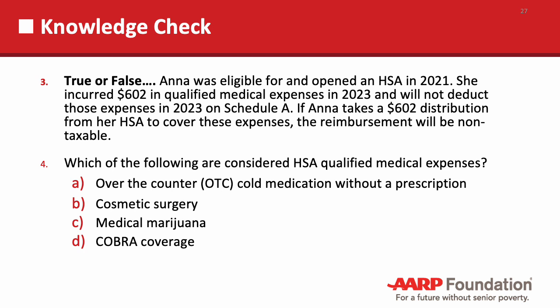And two final questions that deal with distributions from an HSA. True or false? Anna was eligible for and opened an HSA in 2021. She incurred $602 in qualified medical expenses in 2023 and will not deduct those expenses in 2023 on Schedule A. If Anna takes a $602 distribution from her HSA to cover these expenses, the reimbursement will be non-taxable.